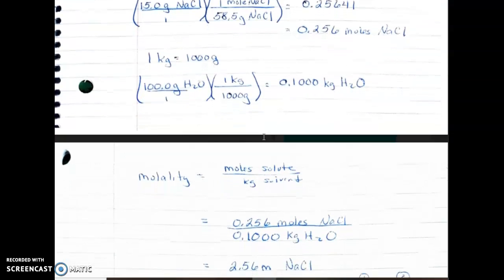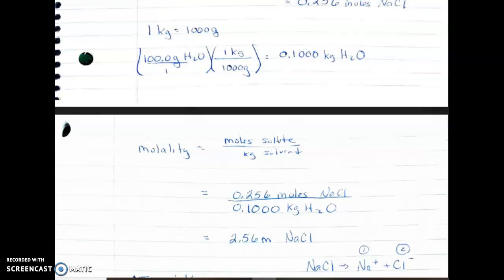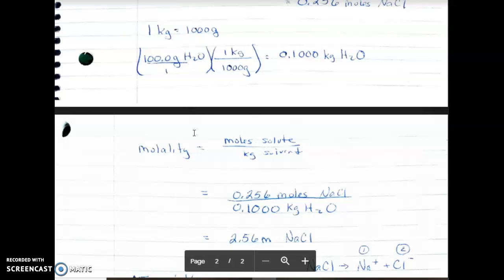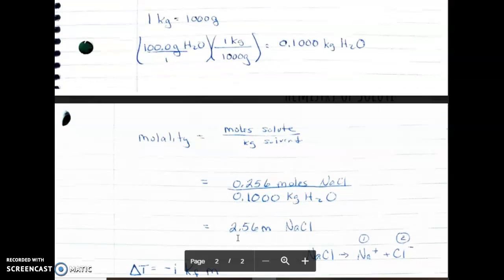So then I can look now at my equation for molality. I now know the moles of my sodium chloride, which is my solute. I know now the mass of my solvent, water, in kilograms. So now I can use this equation to determine the molality, the concentration of my salt solution. And I simply plug in 0.256 moles of sodium chloride and divide that by 0.100 kilograms of water, and it results in an answer of 2.56 molality solution of sodium chloride. And the reason I have 3 significant figures is because of this number right here.